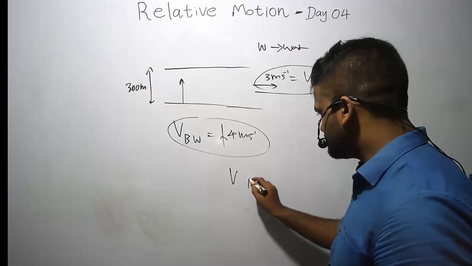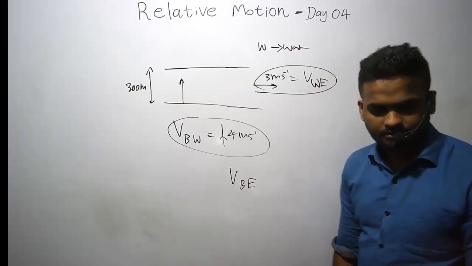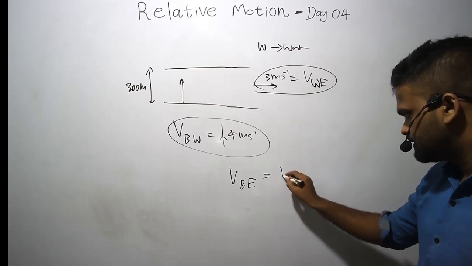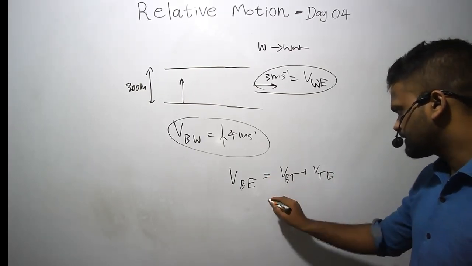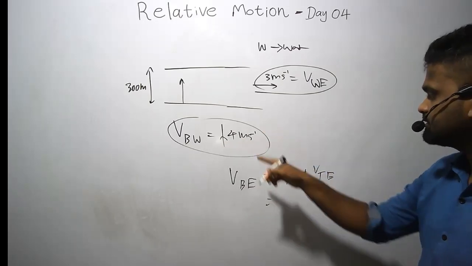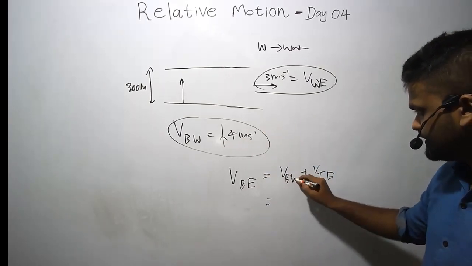Relative to earth means capital E. This is what they ask. So what is that? VBW plus VWE. BW we found somewhere, right? Here we have water.